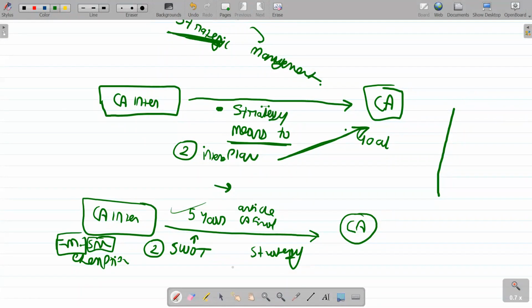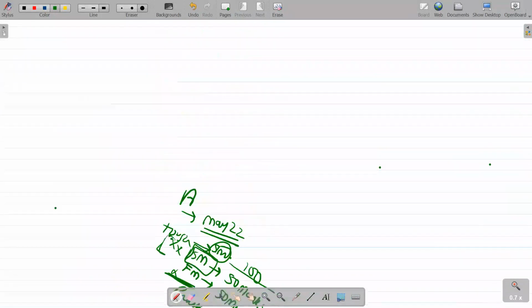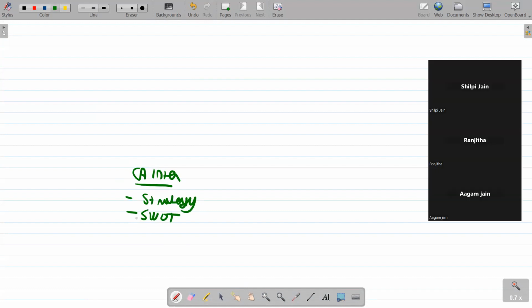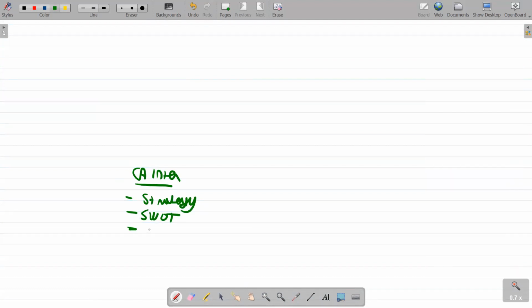Now, the third thing is, you have decided your strategy. Today you are in CA Intermediate and you have decided to clear your CA Finals. Now, can you sit idle? You have prepared your best strategy. You have done all your SWOT analysis. You have also planned that you will cover everything in 5 years.